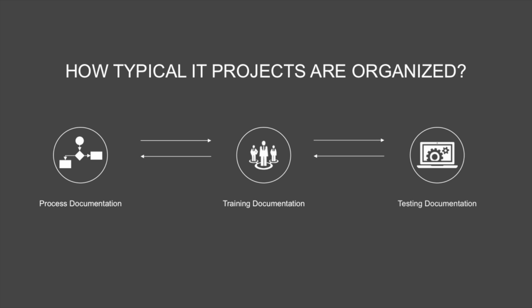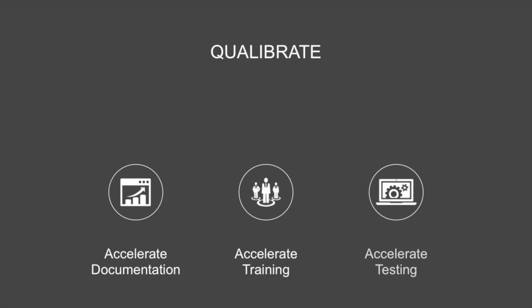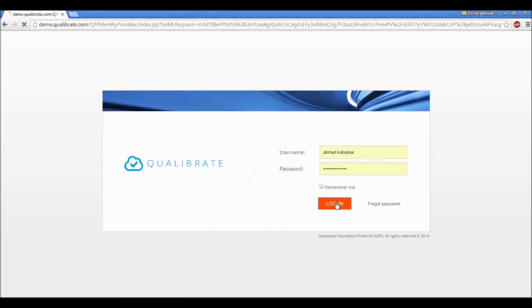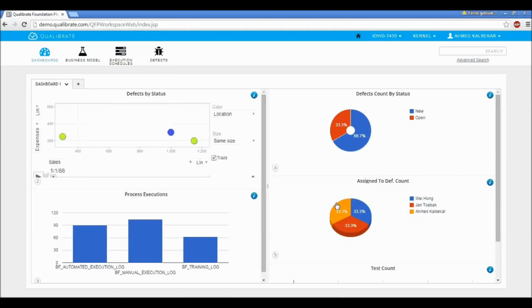However, if a business process changes, it is actually a lot of effort to replace these changes on training and testing deliverables. Here is where Qualibrate comes in. Qualibrate delivers a platform where business processes, training, and testing are all in sync, at all times. During this demo, we're going to see different modules of Qualibrate.